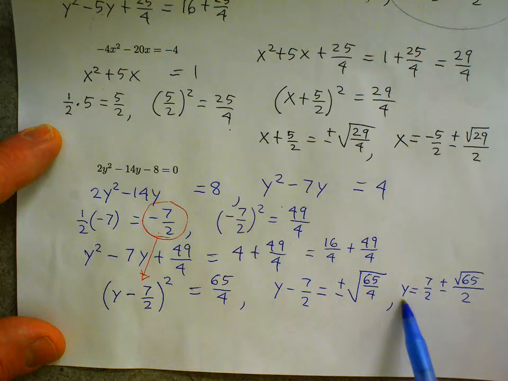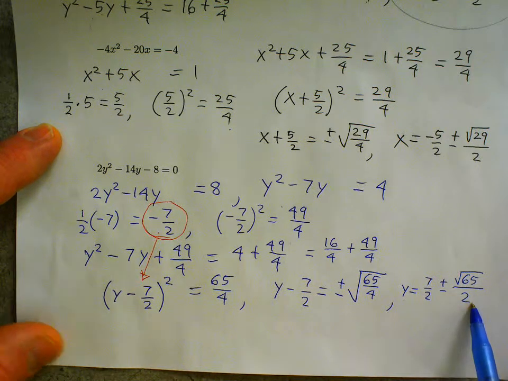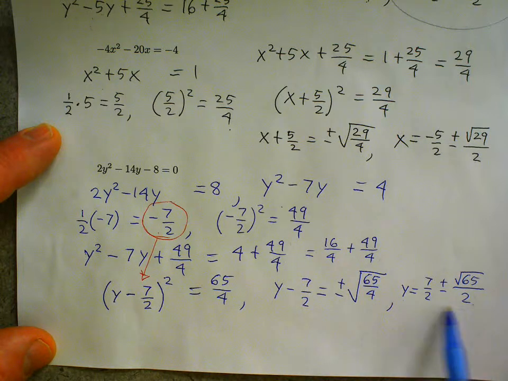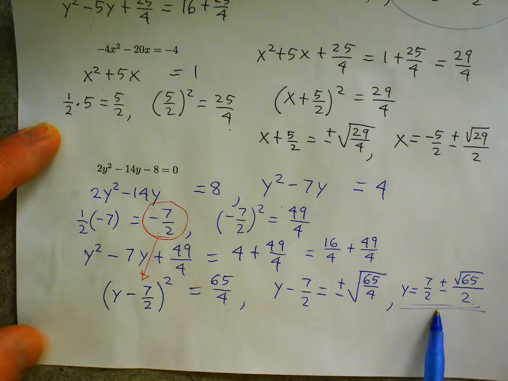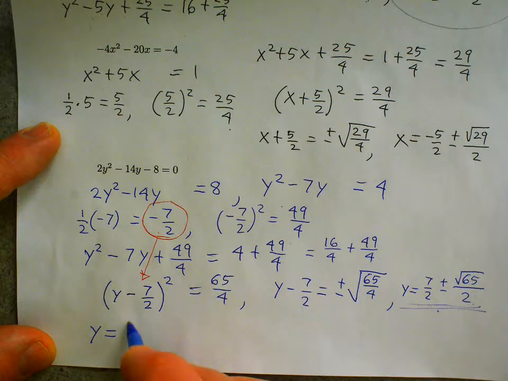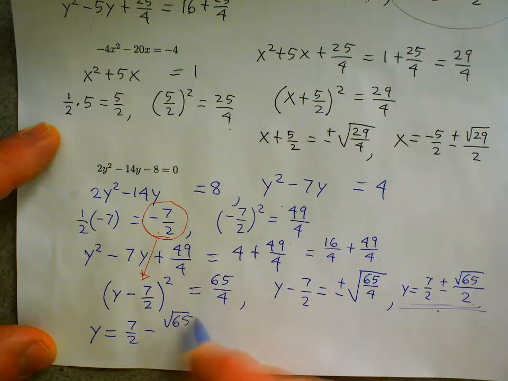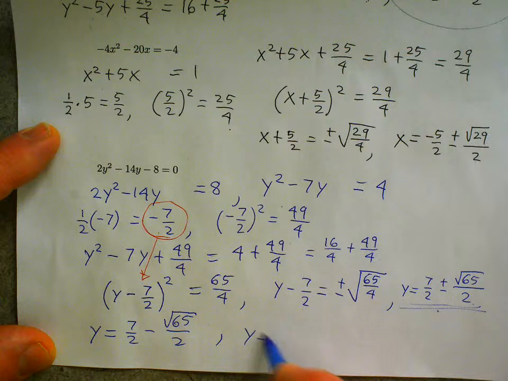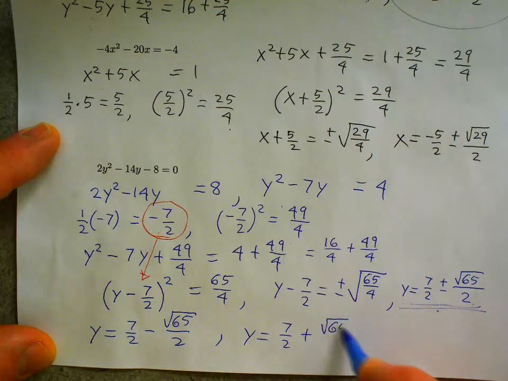Okay, so those are the two solutions. If you want to write them separately, you can. In Newton, you do have to enter the solutions separately. So I'll write them separately. One is y equals 7/2 minus the square root of 65 over 2. The other solution is y equals 7/2 plus the square root of 65 over 2.